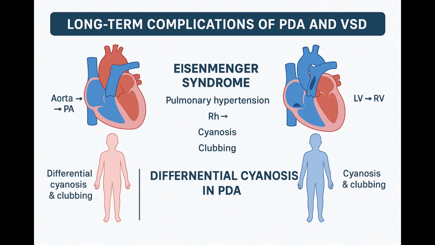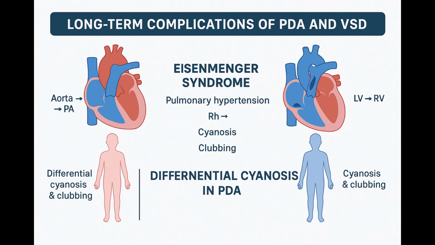So the upper body is still getting relatively oxygenated blood from the LV. Right. So the arms and head look pink. But the deoxygenated blood travels down the descending aorta to the lower body, making the legs and toes blue and clubbed. Precisely. Pink upper body, blue lower body.